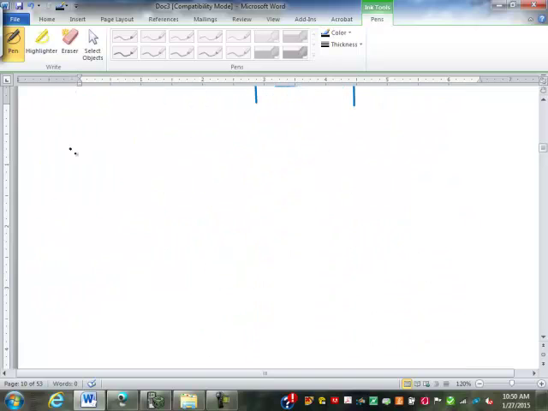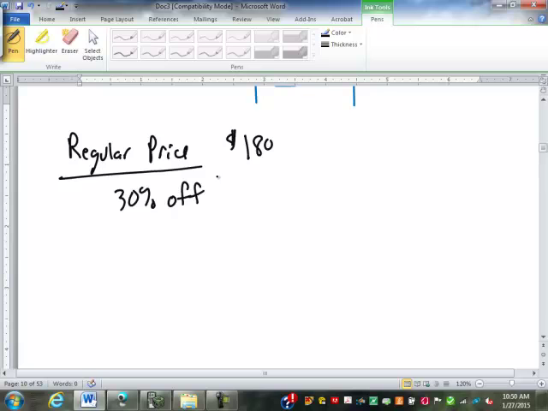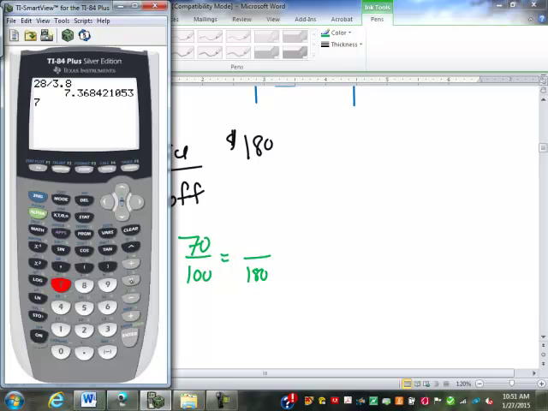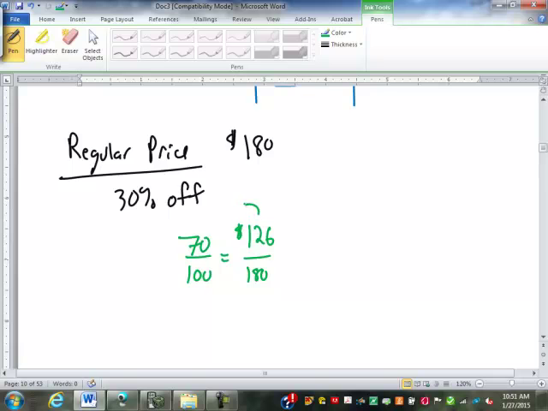So let's say you have an item that's regular price of $180, but it is marked 30% off. How much are you going to pay for it? Well, if it's 30% off, what percent are you going to pay? 70%. So we can just find 70% of the 180. So it'll be 70 times 180 divided by 100 is $126. So you'll pay $126 for that item. Make sense?